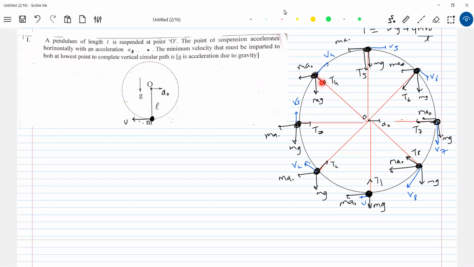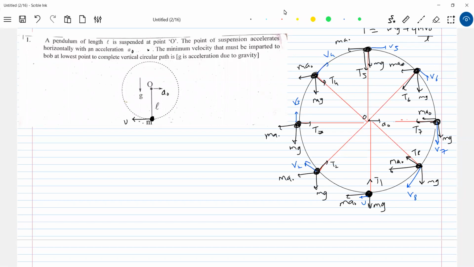Okay, we'll see 4. Here, if tension is 0, mg will provide the required centripetal force. So why can't we take this one? Look at 6. The component of ma naught and mg will provide the required centripetal force. Then what about here? Tension is 0 also, ma naught will provide. And at this particular point, some component of ma naught and mg sin theta can provide the required centripetal force here. So among all, why are we picking only one specific point?